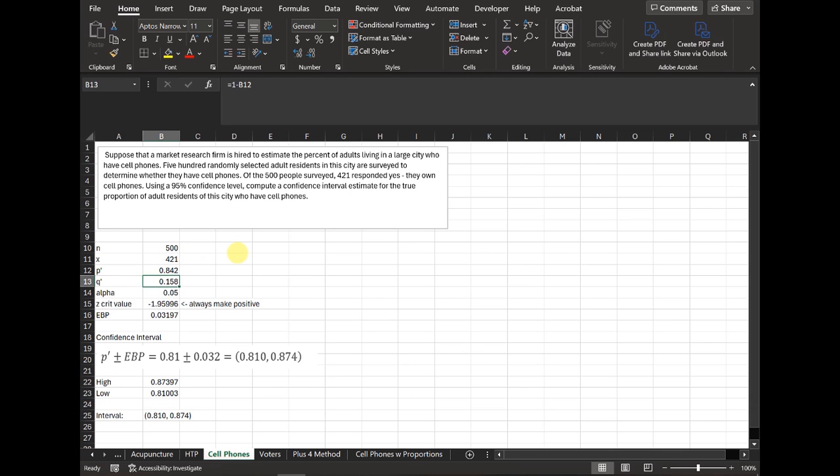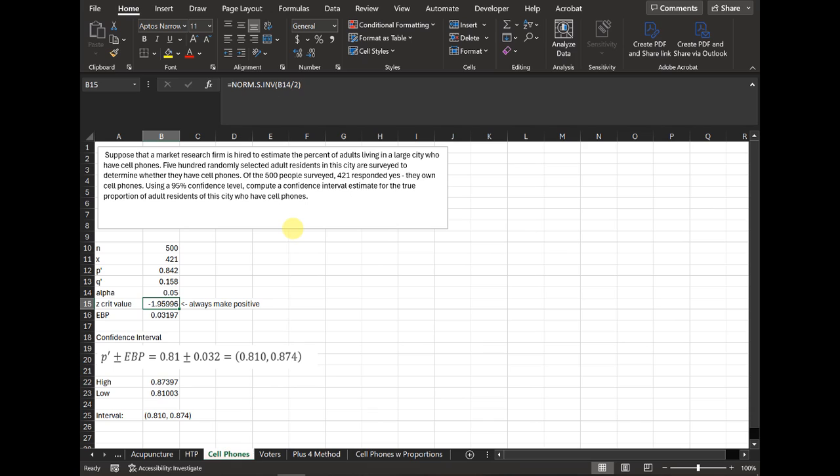And then we're also going to have with this a Q. And Q is always going to be 1 minus whatever your P is. Now notice also we still have an alpha level. So my alpha level is that 0.05, so that's going to be that 1 minus 0.95.